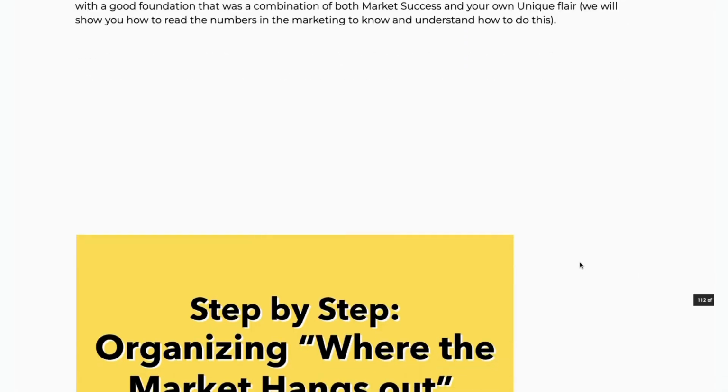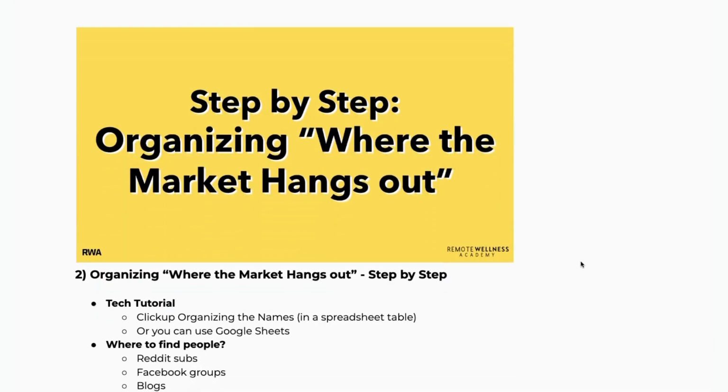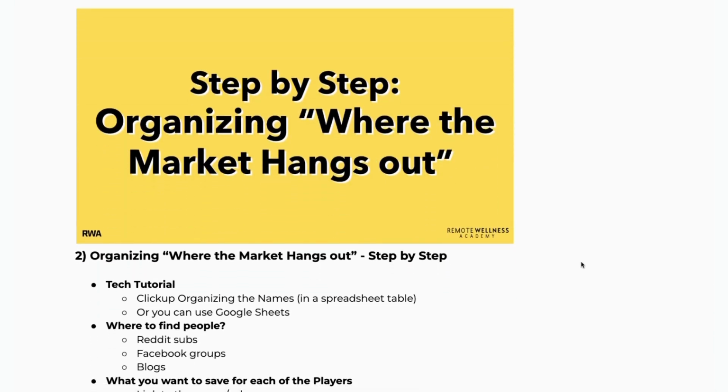Now, next up, what I want to walk you through right now is organizing, using your market research, where the market is hanging out, okay? The first thing we did was the successful players in the market. But other than that, we've also got to figure out where the market is hanging out in general, right? What are the groups? Where are they having conversations? Where are they having, maybe, comment sections? All of that kind of stuff. So again, this is going to be a side-by-side tutorial, so I'm going to cut over to that mini training right now.